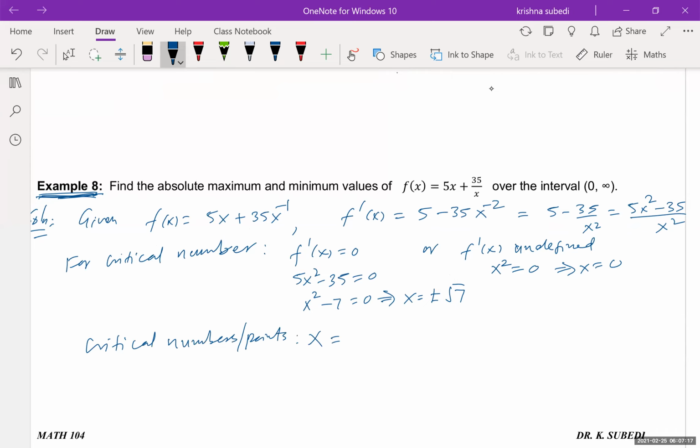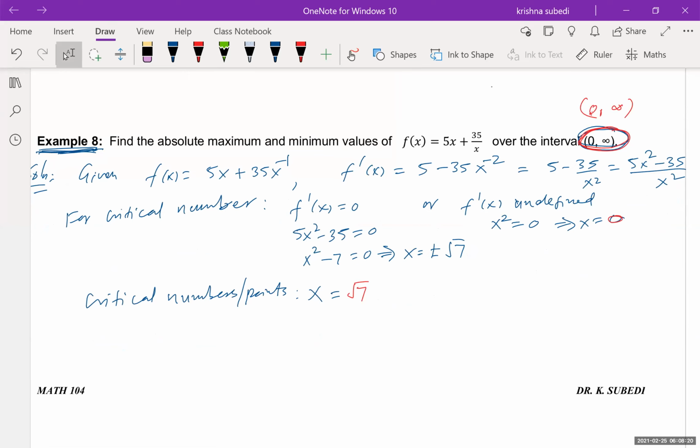x equals, okay, so the critical number is x equal to just square root 7 only, because of -7, look at the domain. So the domain is 0 to infinity. That means no negative number, and 0 is also not included because of the open interval. Okay, so therefore the only critical point is x equals square root 7. When we have only one critical point, then you can use either the first derivative test or second derivative test to find the absolute minimum and maximum. So let us try that now.